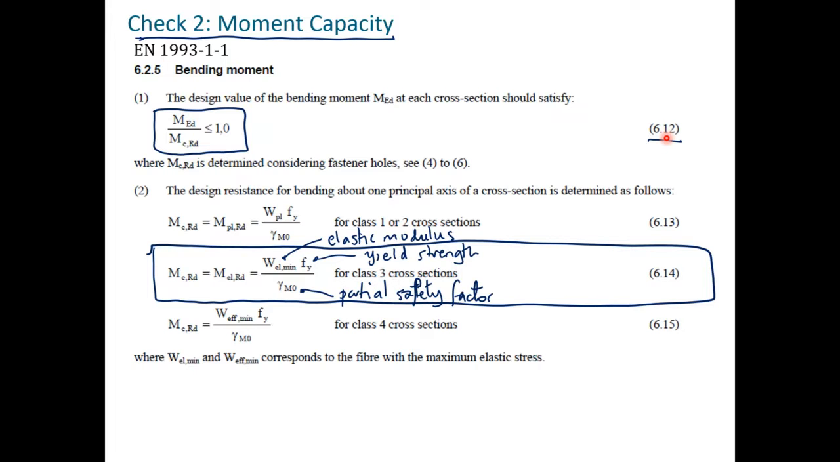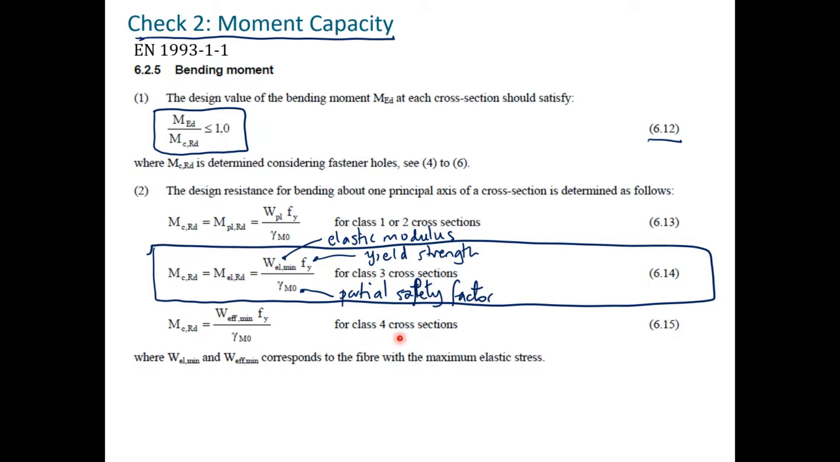We have a class 3 cross section, so therefore we go to equation 6.14, which tells us that the moment capacity is equal to the elastic moment capacity, where we use the elastic modulus, times the yield strength divided by the partial factor of safety, which is equal to 1. So that's the equation that we're going to use because it's a class 3 section.